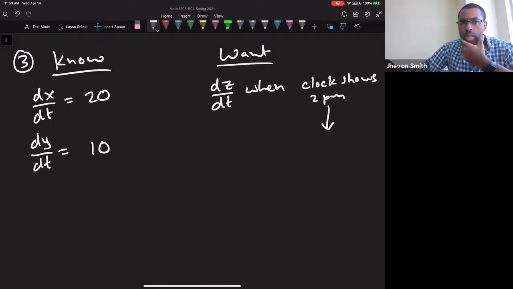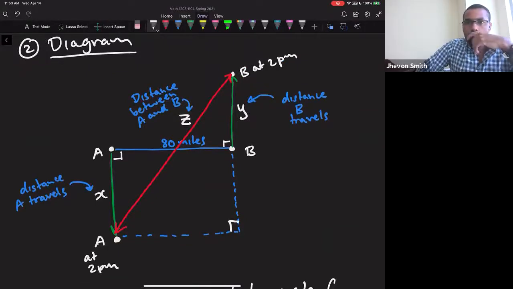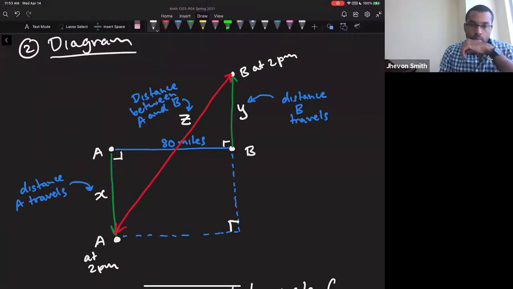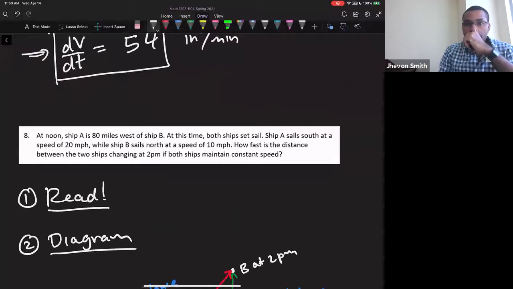What happens at 2 p.m.? Can you tell me about X and Y at 2 p.m.? What would X be at 2 p.m.? So they start at noon. A is traveling south at 20 miles per hour. At 2 p.m., what is X?